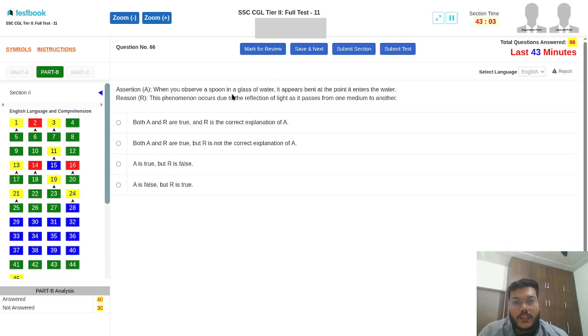When you observe a spoon in a glass of water, it appears bent at the end. This phenomenon occurs after reflection. Wrong, it will be diffraction.